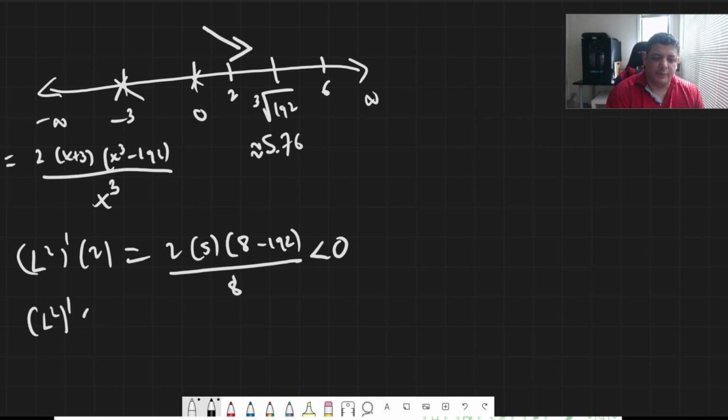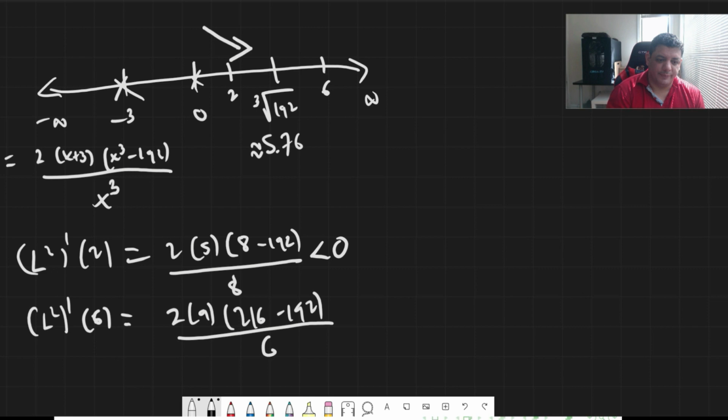Now L squared prime on 6. Now we have 2 by 9, and we have 6 cubed, and 6 cubed is going to be 216. Clearly that's bigger. 6 cubed here, but this is going to be positive. So notice that we have the change from decreasing to increasing. This is indeed a minimum value.